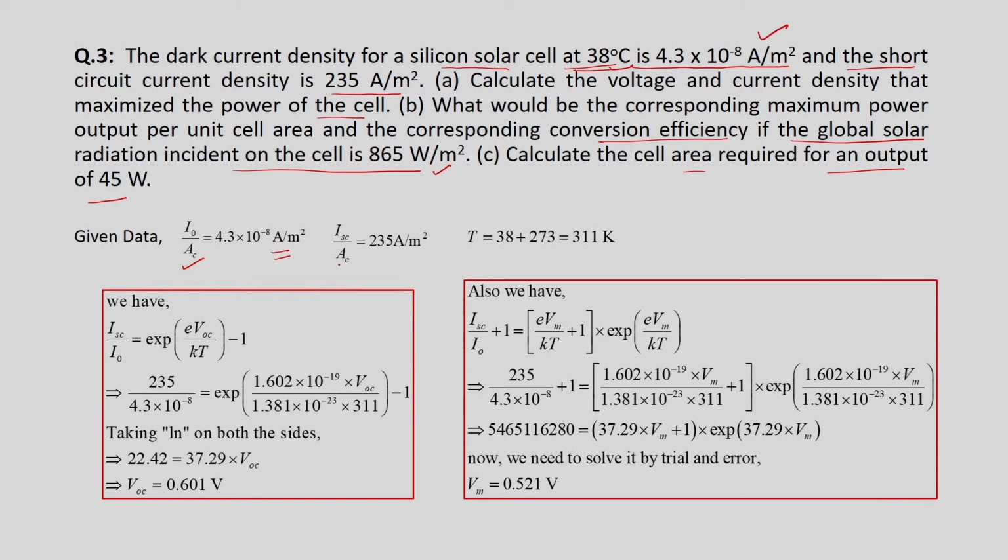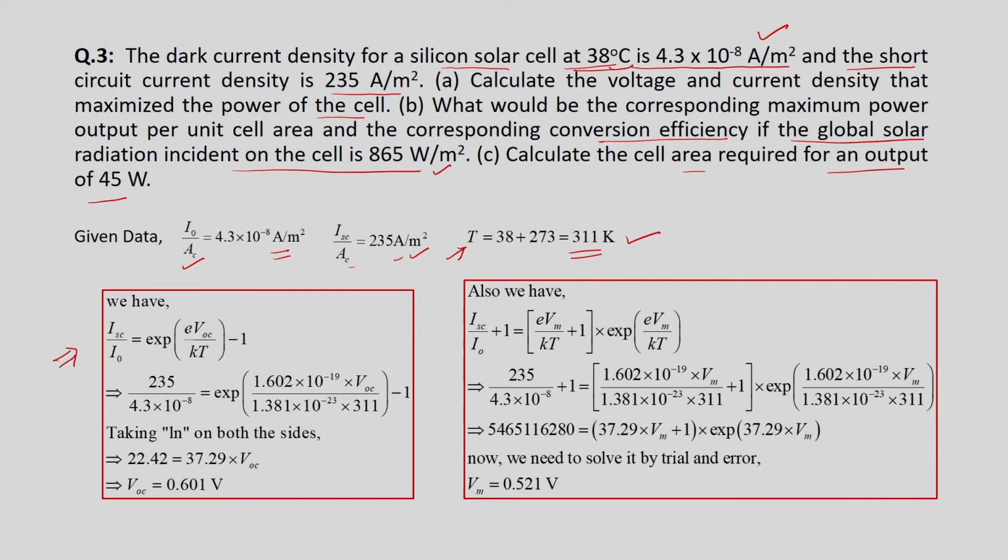And ISC by AC is given as 235 ampere per meter square, and for temperature, since we need to convert this centigrade to Kelvin, we have to add 273. So, it will be 311 Kelvin. Our relationships are valid only when temperature is in Kelvin. Already we have those expressions derived.